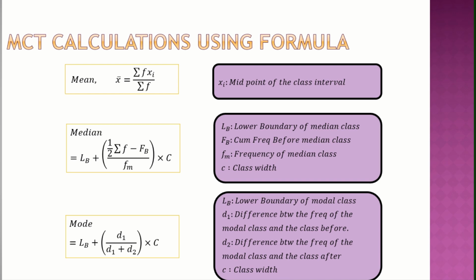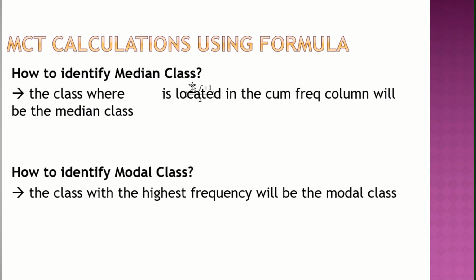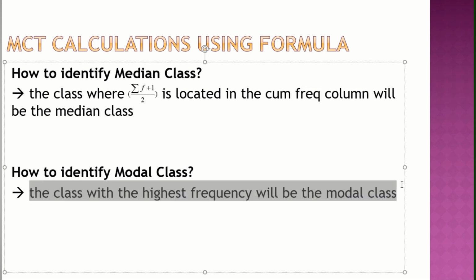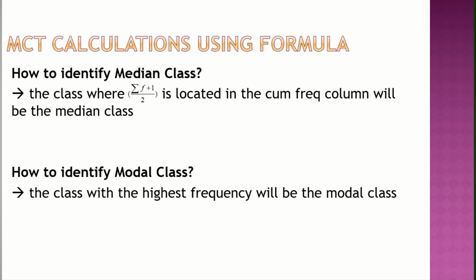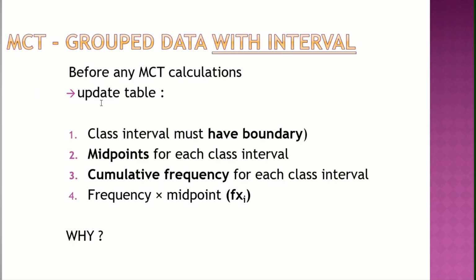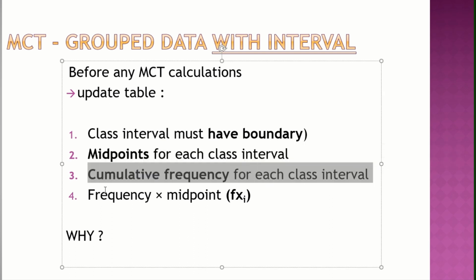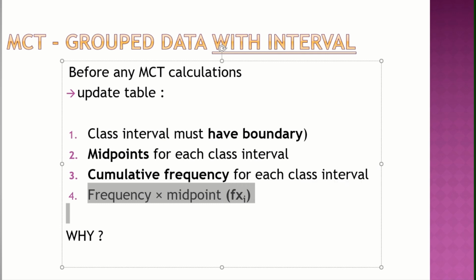Okay. So now we're going to use the formula. Give me a minute. Okay, how to identify median class? Same like what we did without intervals. N plus 1 divided by 2. Use your cumulative frequency. Find the median class. How to identify modal class? The one with the highest frequency. Okay. So like I already told you before you even start, I want you to update this: midpoint, CF, which is cumulative frequency, and your FX.